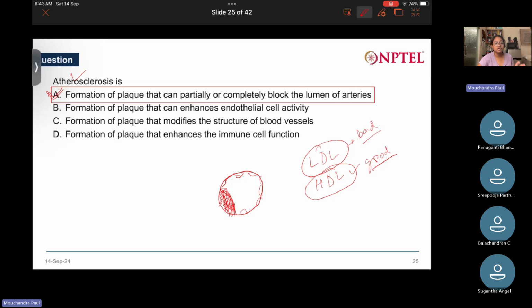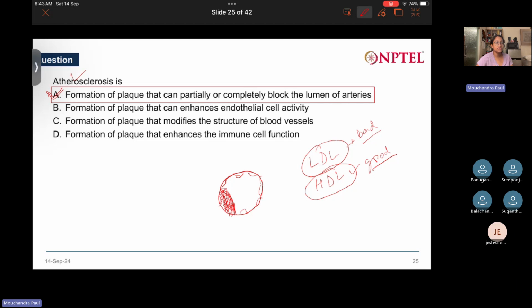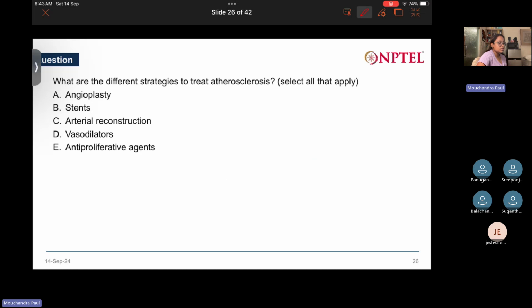There are various treatment options available, but tissue engineering and regeneration engineering can also target this problem of atherosclerosis, right? So this question talks about the treatment options available for atherosclerosis. What are the different strategies that people conventionally use to treat this condition? A, angioplasty; B, stents; C, arterial reconstruction; D, vasodilators; E, anti-proliferative agents. Select all that apply, meaning more than one option is correct here.